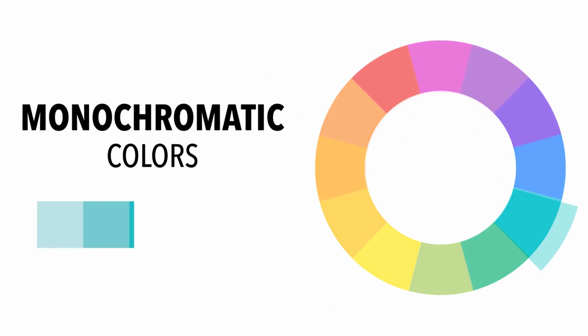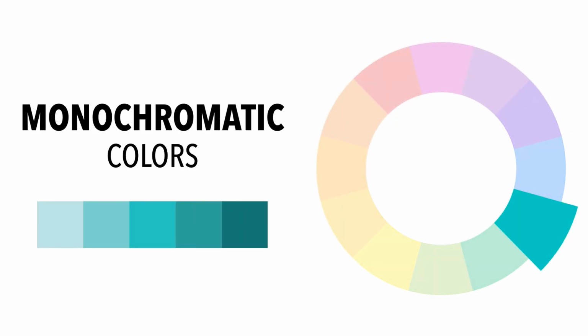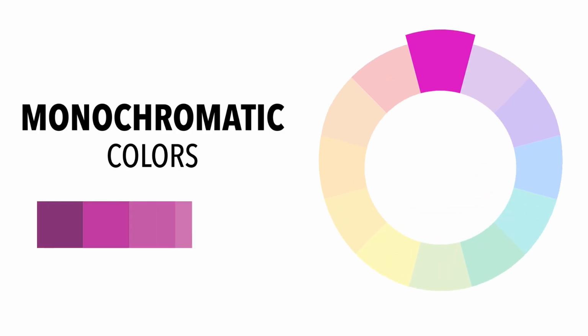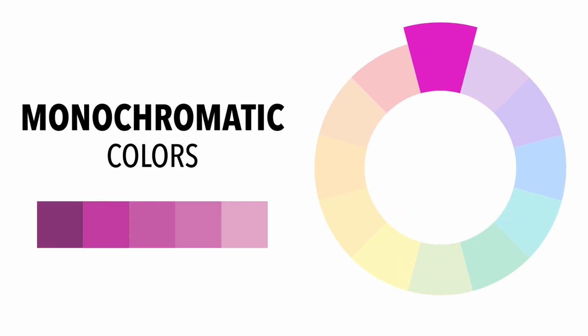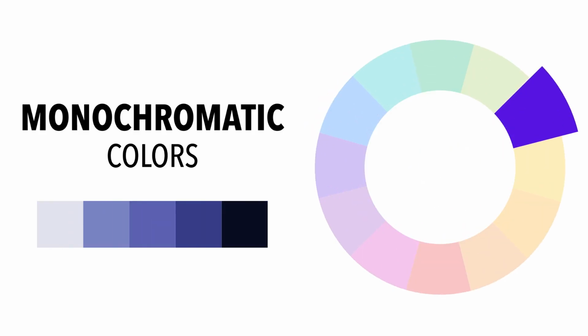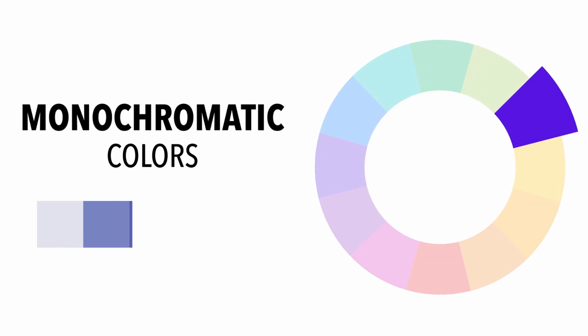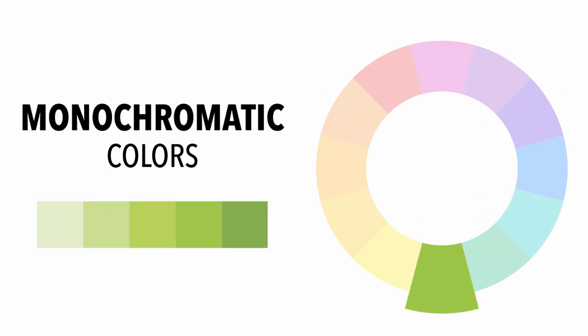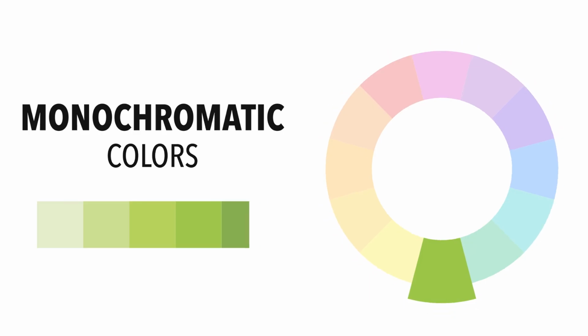The first and simplest harmony is monochromatic color harmony. This approach involves selecting a single base color or hue from the color wheel and incorporating different shades by adding black, tints by adding white, or tones by adding gray, to create a cohesive palette. Monochromatic harmonies are among the easiest to achieve, offering a clean, unified, and well-organized look.